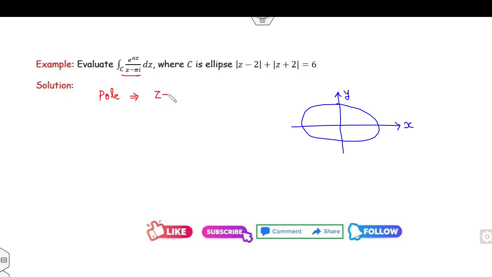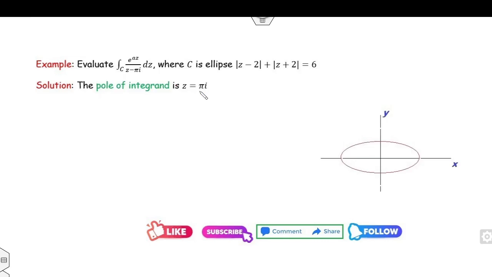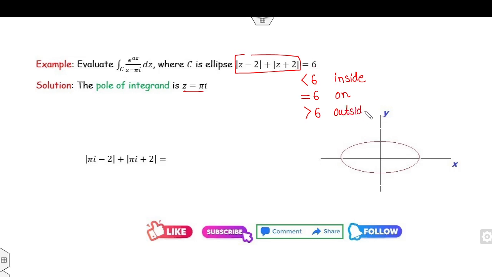Pole is my z minus pi iota is 0. That gives you z is equal to pi iota. Where it lies, that means x will be 0, y will be pi. So where it lies, because we never know what is this value. So how can you check whether it lies inside this or outside? I can substitute the value of z in the given left hand side. If this number is less than 6, then it lies inside. If it is equal to 6, then we can say it's on the ellipse. If it is greater than 6, then it lies outside the region.